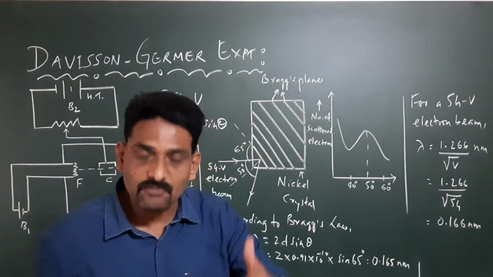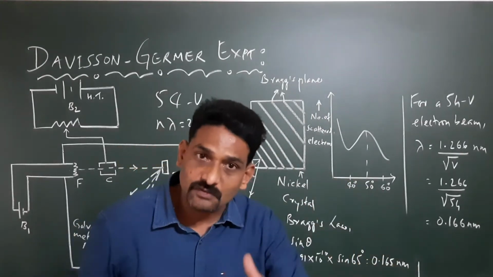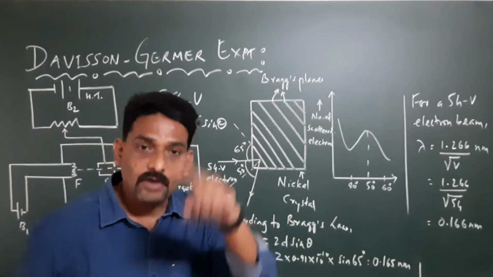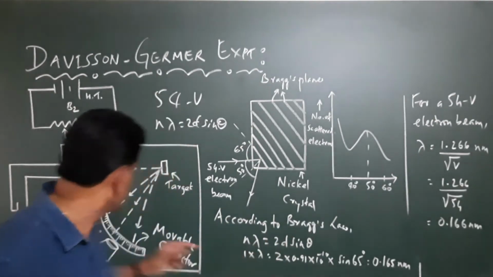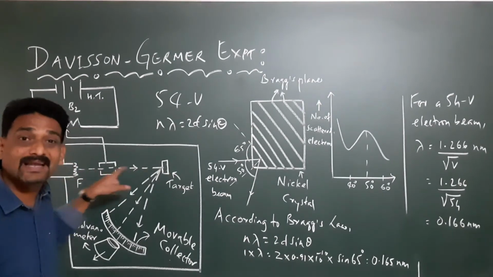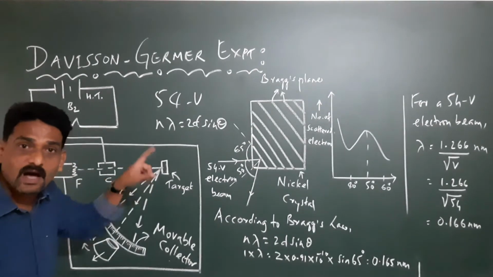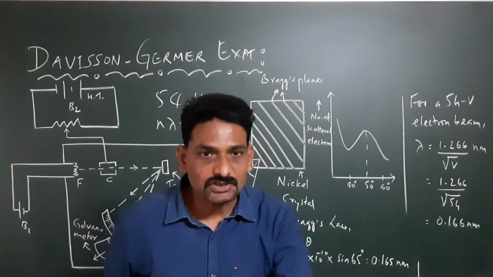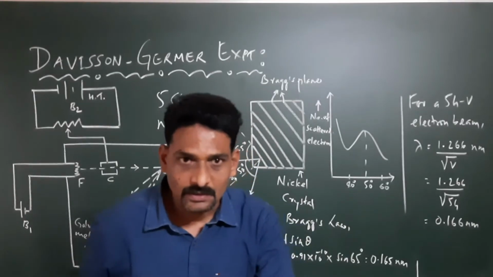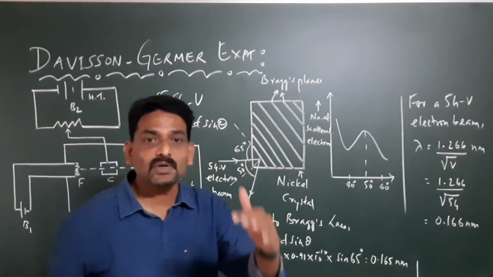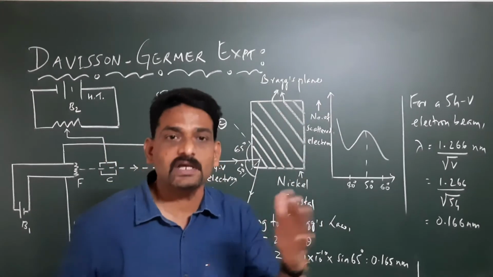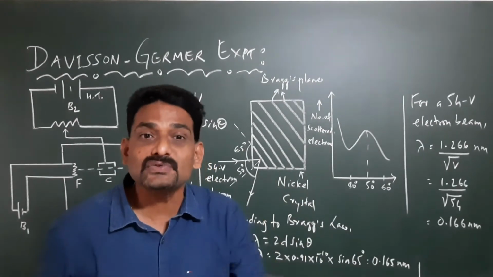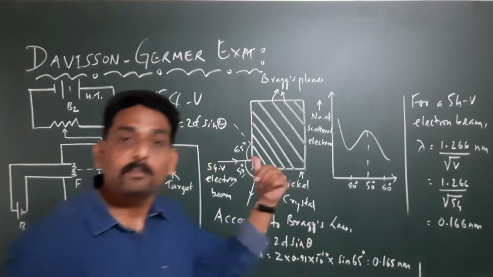So by applying the wave nature for the electrons, because what we are supplying here is electrons, these electrons are assumed to undergo diffraction just like X-ray diffraction. By assuming that the electrons are undergoing diffraction just like X-ray diffraction, we are calculating the wavelength of those electrons by applying Bragg's law.